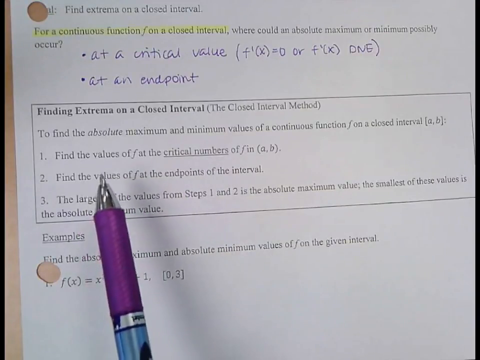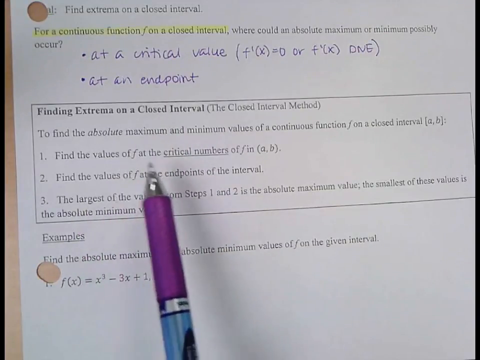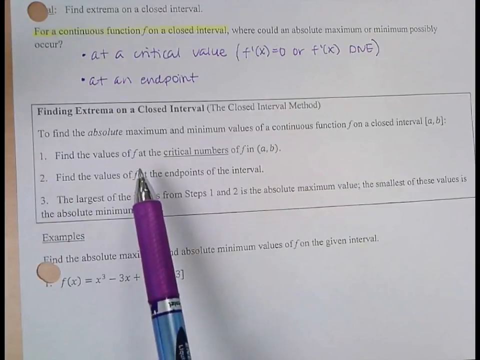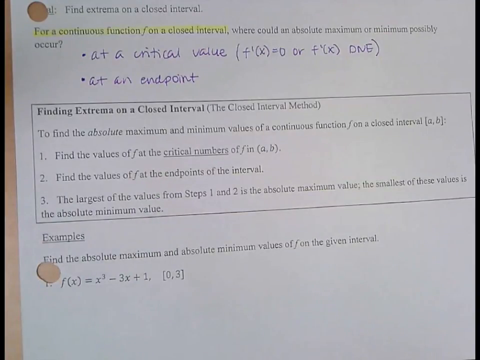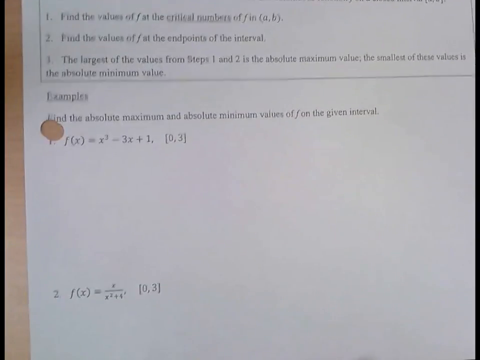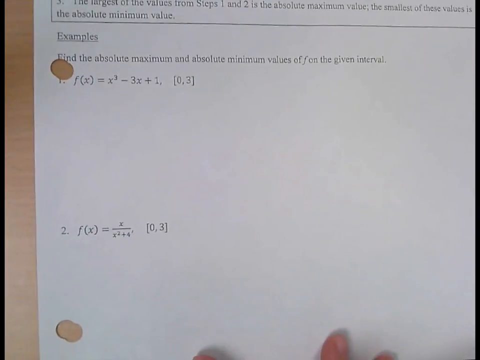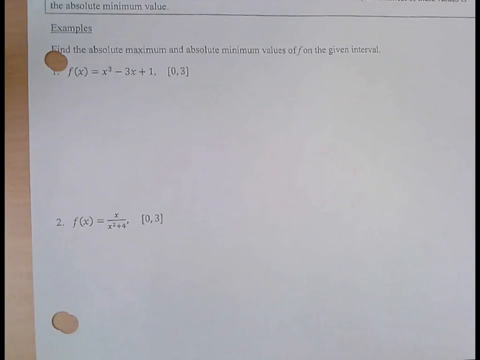Find the x values that are the endpoints and evaluate the function at the endpoints of the interval, and then whichever is the largest value is your absolute maximum on that interval, whichever is the smallest is the absolute minimum. So it's more or less just knowing where to look for these. So we have two examples of just doing this on the front here. So we're finding the absolute max and the absolute min.